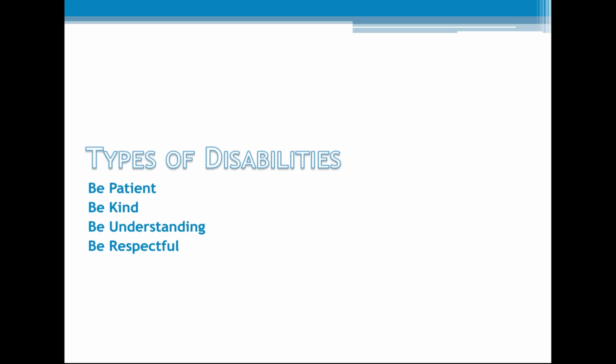Types of disabilities. Let's first define what is a disability. A disability is a condition of the mind or body, an impairment that makes it more difficult for the person with the condition to do certain activities, like activity limitations or participation restrictions that keep them from interacting with the world around them.